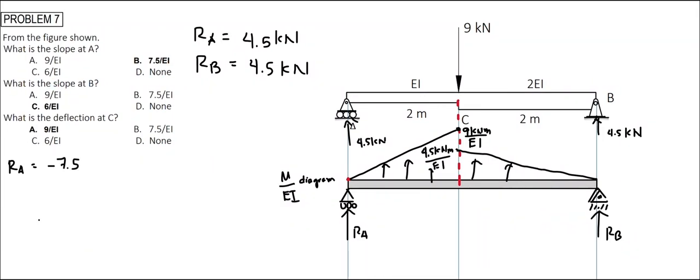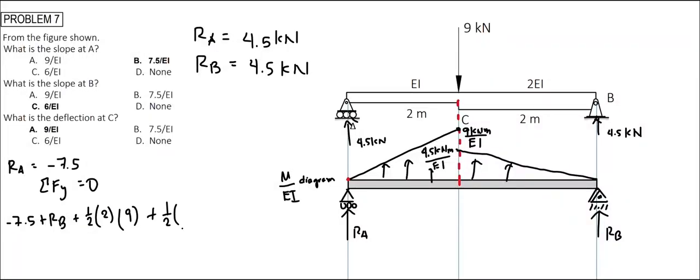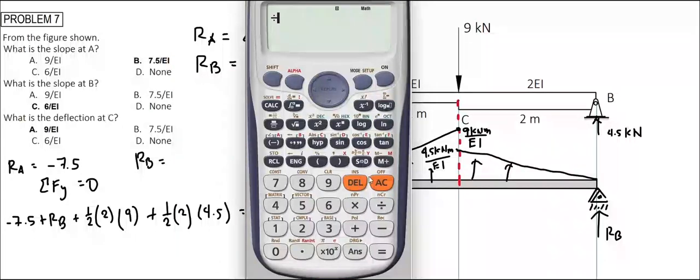Now to solve for the reaction at B, we take summation force vertical equal to 0. So we have RA that is supposed to go downwards since the value here is negative. So this is negative 7.5 plus RB, and then plus the upward load of these two triangles, that's 1/2 times the base of 2 meters times the height of 9 meters, plus another triangle that has an area of 1/2 times the base of 2 meters times the height of 4.5, all equal to 0. Solving, we have RB equal to -6.